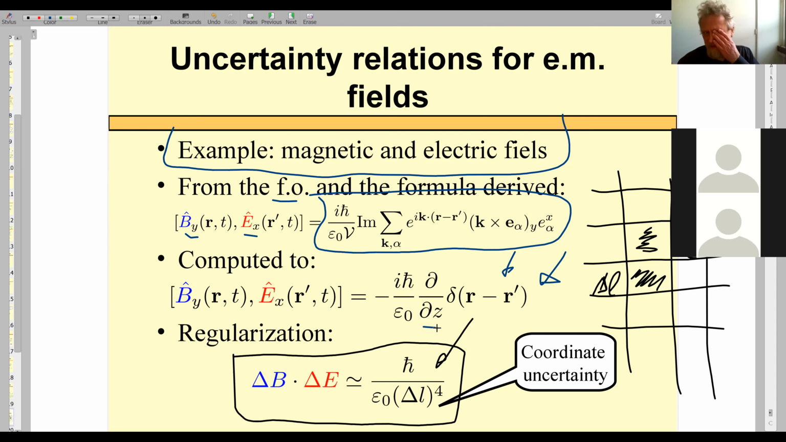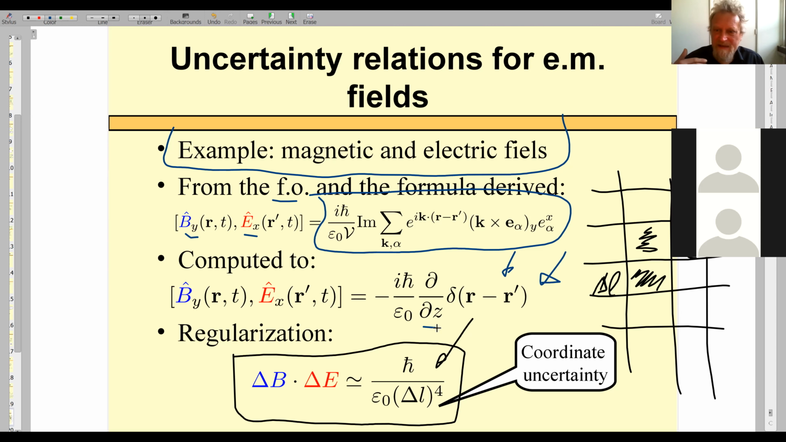Which is not good for any understanding. So it's something between 0 and infinity. Everything is between 0 and infinity. In order to make sense of it, let's have some averaging over space.